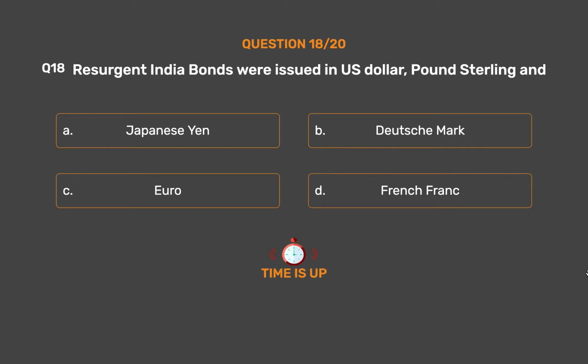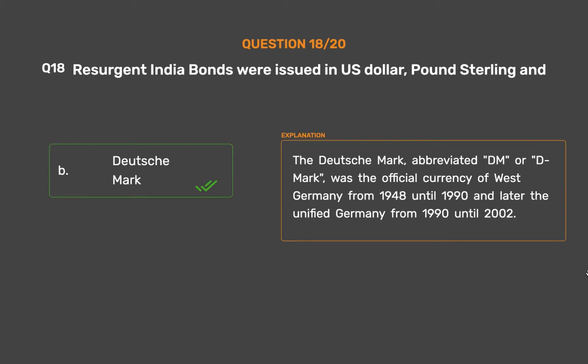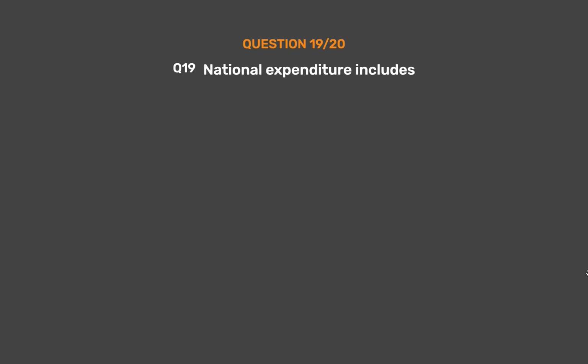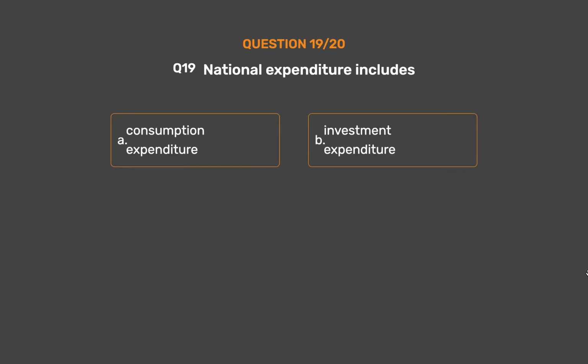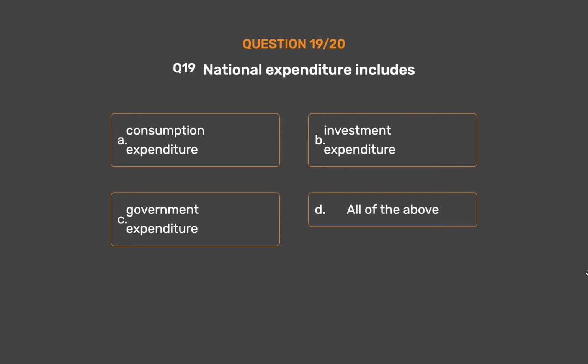The correct answer is Option B, Deutsche Mark. The Deutsche Mark, abbreviated DM or D-Mark, was the official currency of West Germany from 1948 until 1990 and later the Unified Germany from 1990 until 2002. Question number 19. National expenditure includes Option A, Consumption expenditure. Option B, Investment expenditure. Option C, Government expenditure. Option D, All of the above.